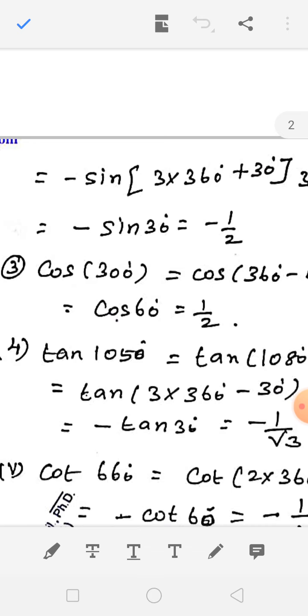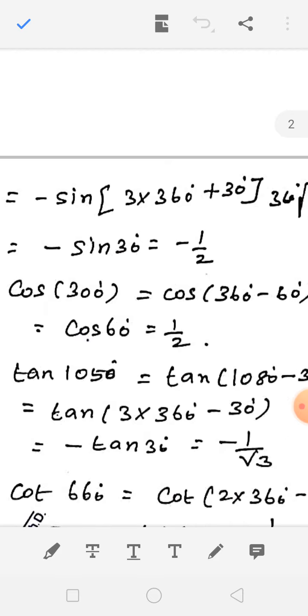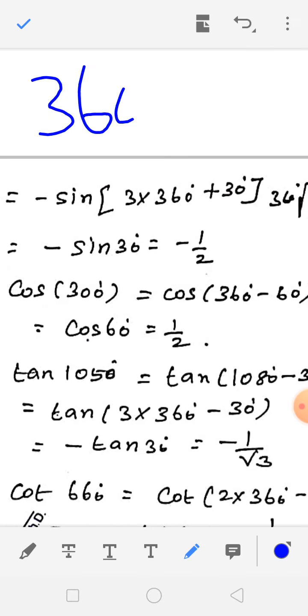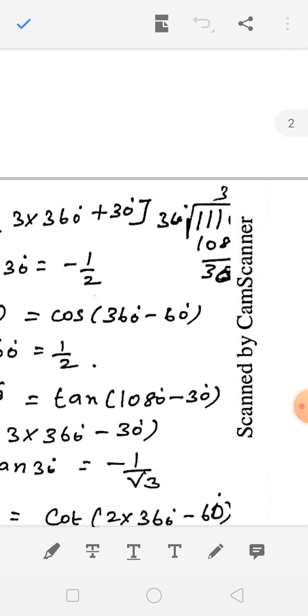Now look at cos 300 degree. First of all, you need to check whether there is any minus. No minus. Then 300 degree is more than 180 degree. So what do we have to use? 360, either 360 minus theta or 360 plus theta. But here 300 means 360 minus 60 degree only. We can't use plus because we have 300 only. So 360 minus 60 degree. A simple one.